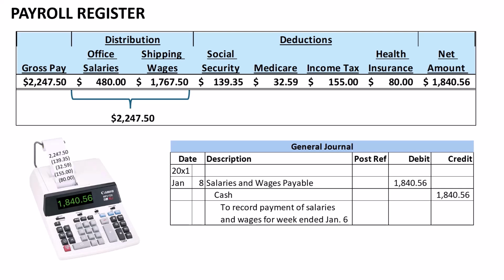To record the payment of the wages to the employees, we debit the liability account to which we previously recorded the net pay, salaries and wages payable, and write $1,840.56 into the debit column. We slightly indent on the next line and write cash into the description column and $1,840.56 into the credit column. The next step is to post the journal entries to the general ledger. But please keep in mind that this process is automated in most companies because they use accounting software.